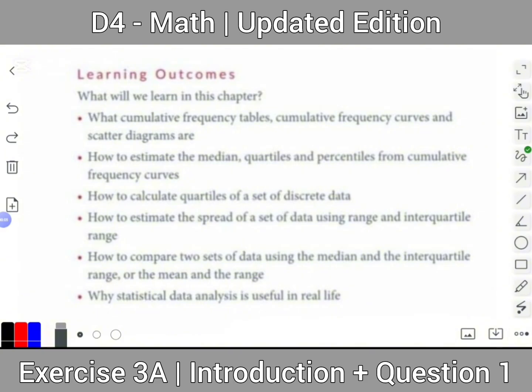What cumulative frequency tables, cumulative frequency curves, and scatter diagrams are, how to estimate the median, quartiles and percentiles from cumulative frequency curves, how to calculate quartiles of a set of discrete data, how to estimate the spread of a set of data using range and interquartile range, how to compare two sets of data using the median and the interquartile range, or the mean and the range, and why statistical data analysis is useful in real life.